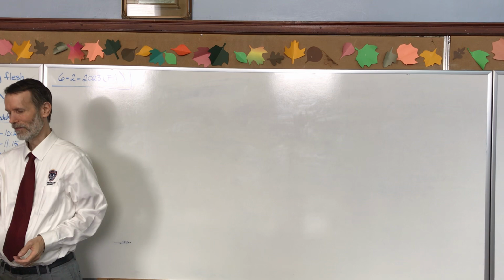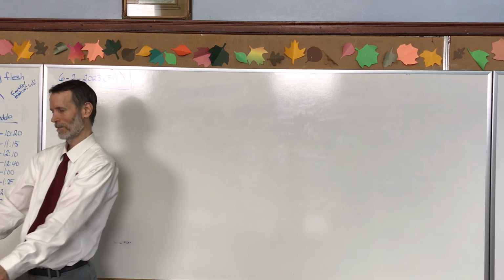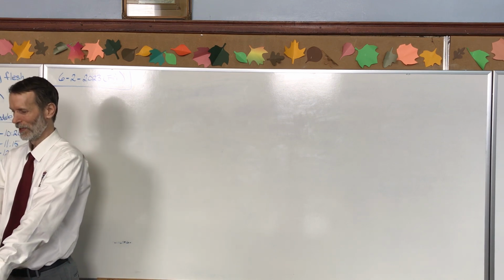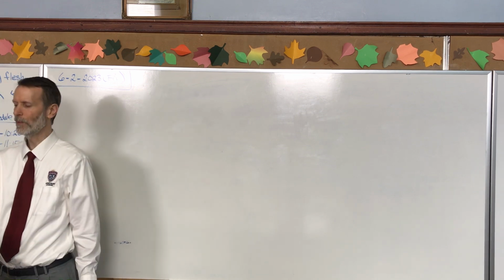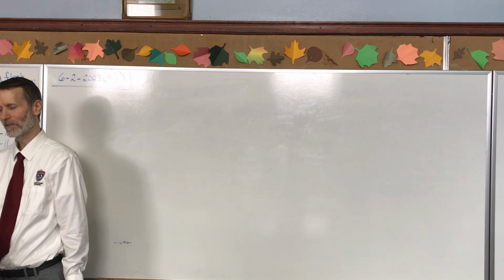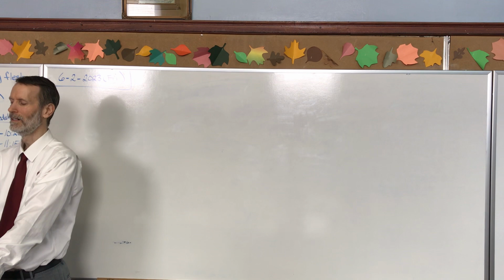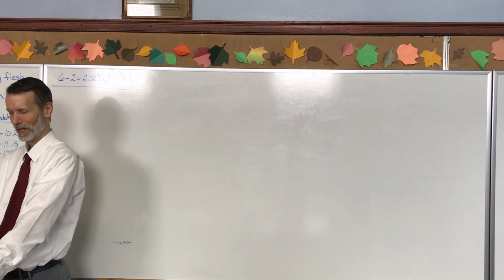Number 10, find the slope that's parallel to that line: negative 2 over 7. Parallel means it has the same slope. Number 11, find a perpendicular to that. The slope of that line is negative 4 over 5, so the perpendicular slope is 5 over 4, the opposite reciprocal. Opposite means switch the sign. Reciprocal means flip it upside down.